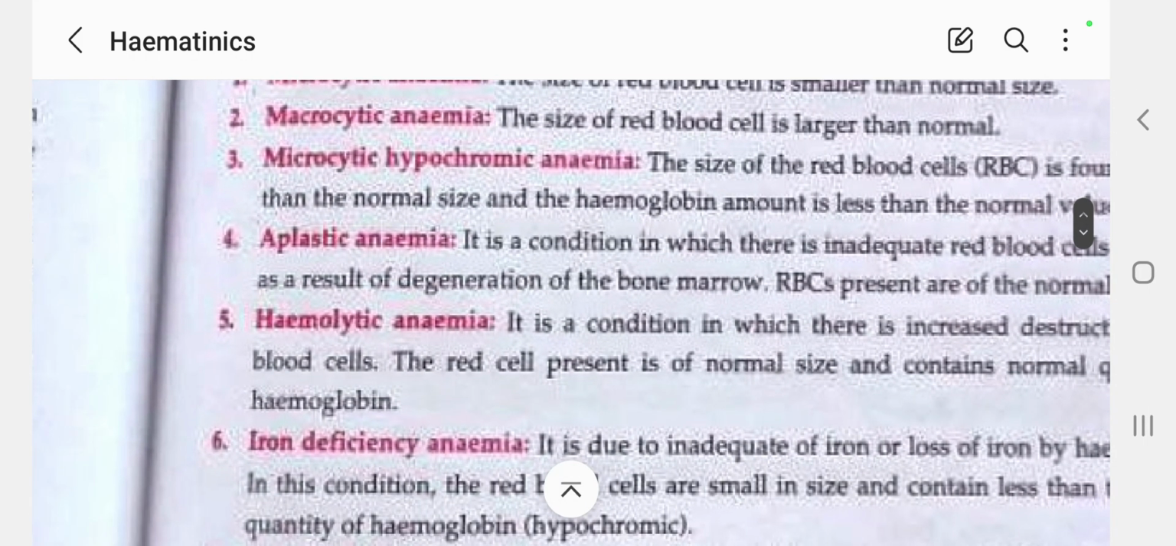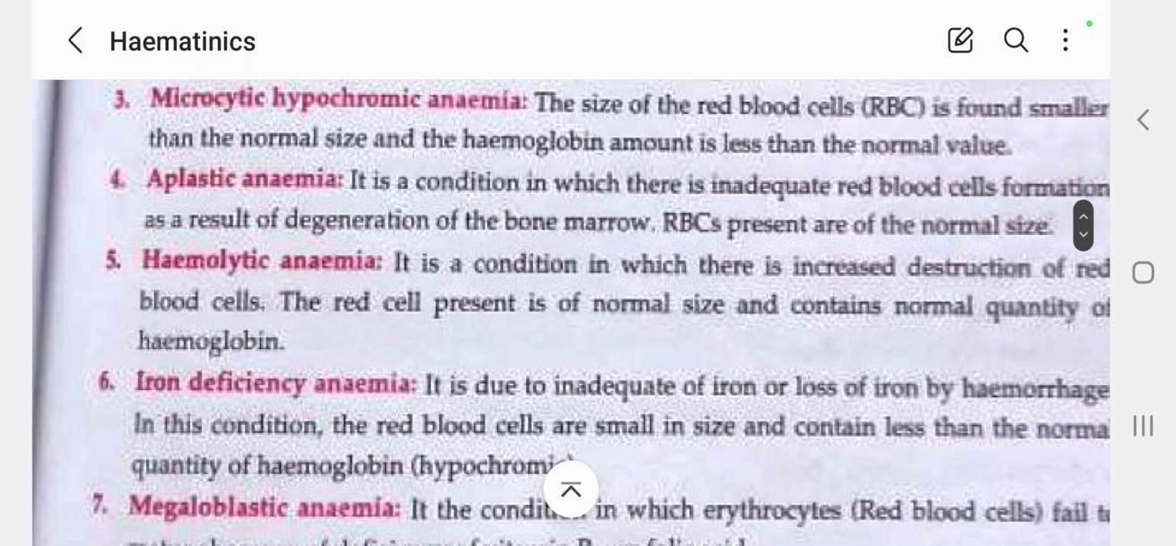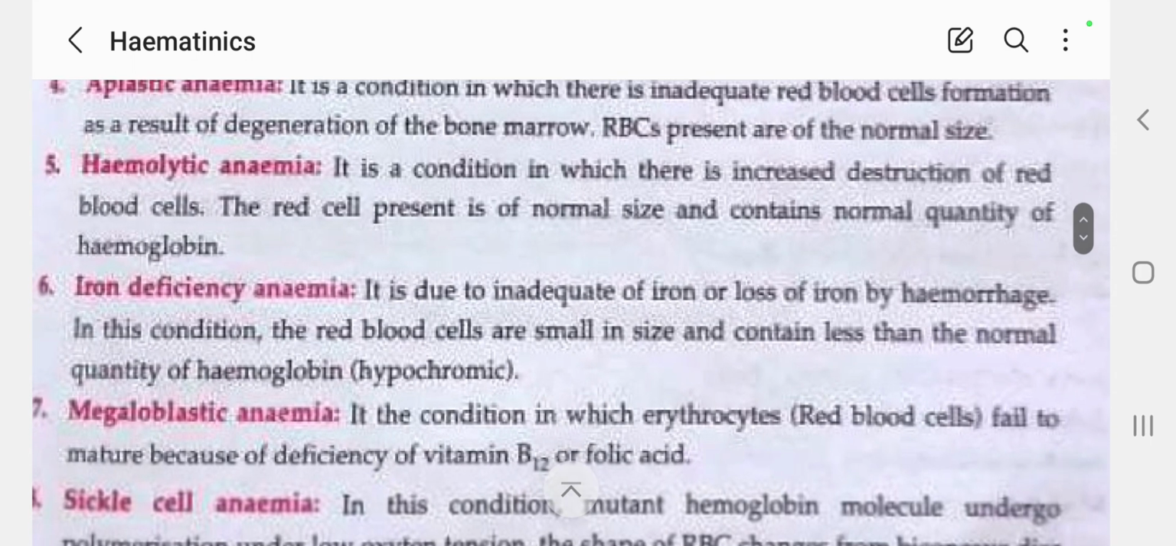Then hemolytic anemia is a condition in which there is increased destruction of red blood cells. So the red cells present are of normal size and contain a normal quantity of hemoglobin.